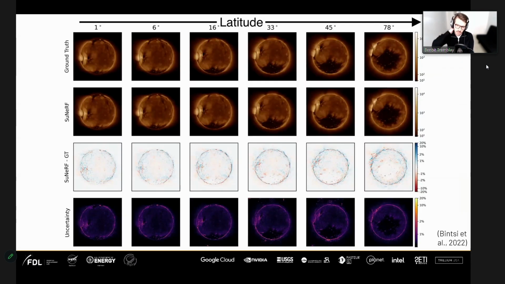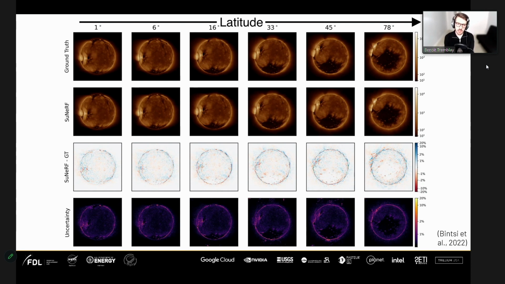So here's a side-by-side comparison between the ground truth, which is the simulation, shown in the first row, and our SuNeRF's rendered images, which are shown in the second row. As we move from left to right, we're showing the transition from ecliptic viewpoints, so less than 7 degrees, which were part of the model's training, to the novel viewpoints at higher latitudes, including all the way to the pole.